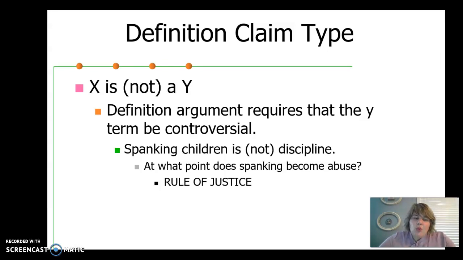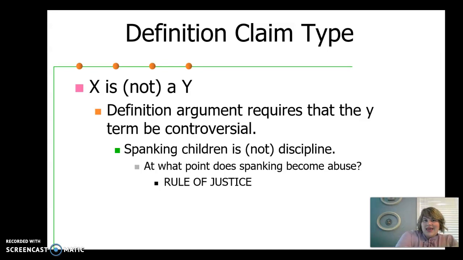So a key point within definition argument is this idea of rule of justice. So with spanking, there is going to be a point where spanking crosses the line, and it's no longer discipline, and it's more akin to abuse. So your job as the definer and the writer of a definition argument, if you were to do this topic, would be to establish where that line is. And that's where the definition will begin.